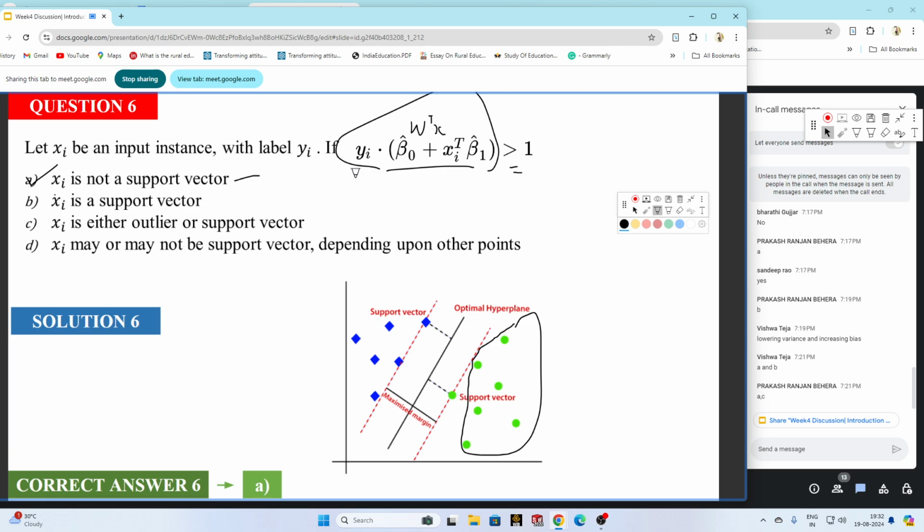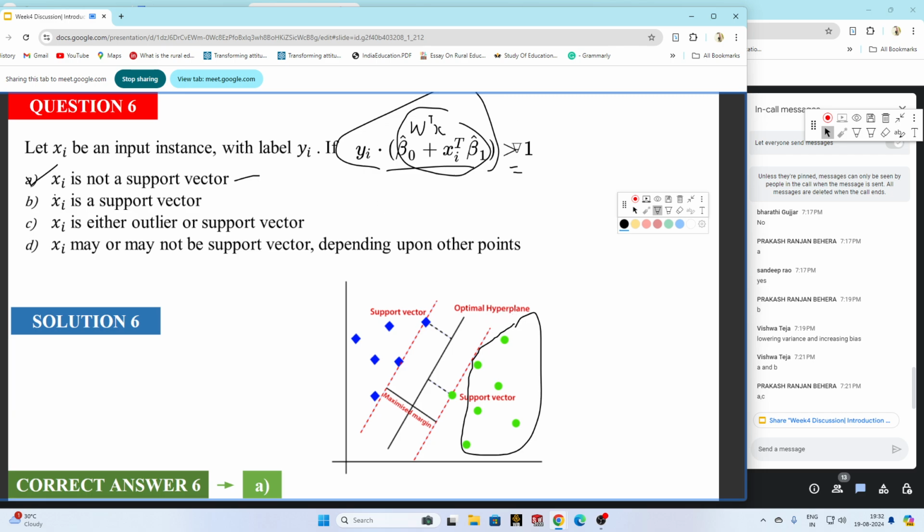Now there is an equation given here. This equation will be for this line, and this will be equal to 0 when your data point will be on this line. Now if your data point will be on this line, this thing will be equal to minus 1, and whenever your data point will be on this line, this thing will be equal to plus 1.